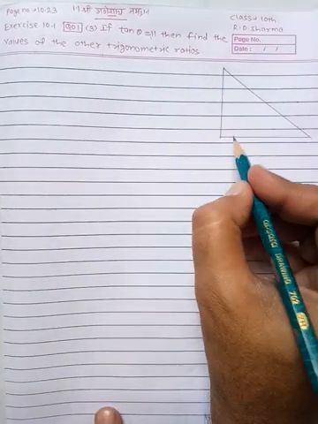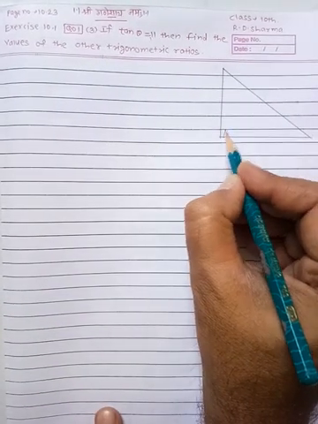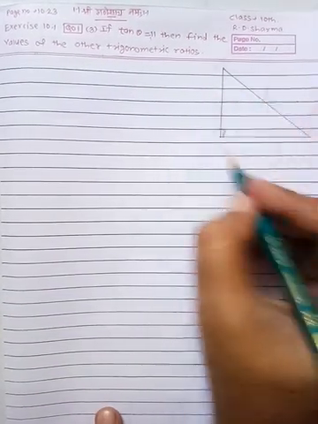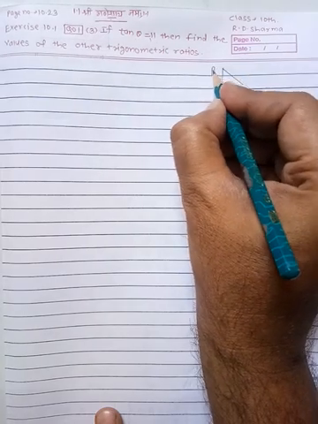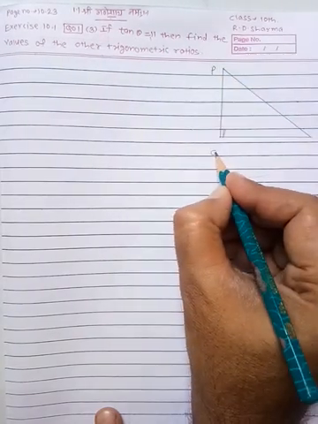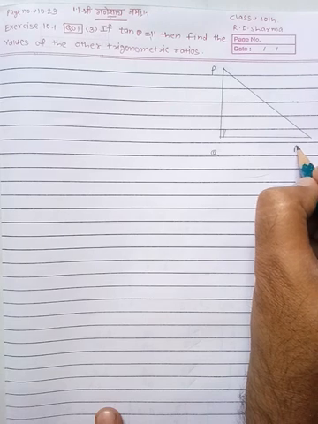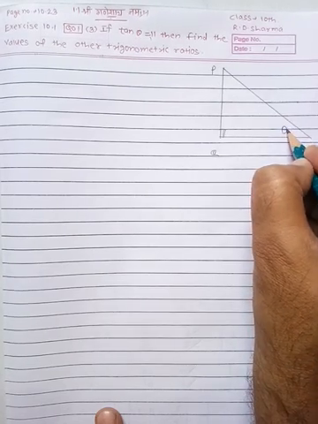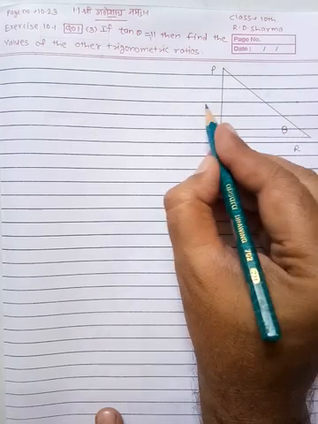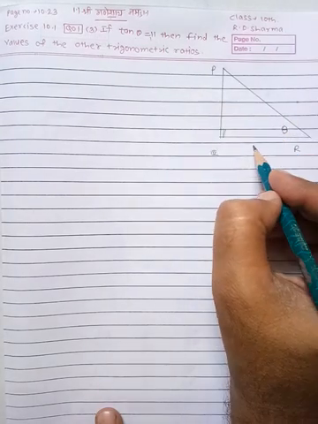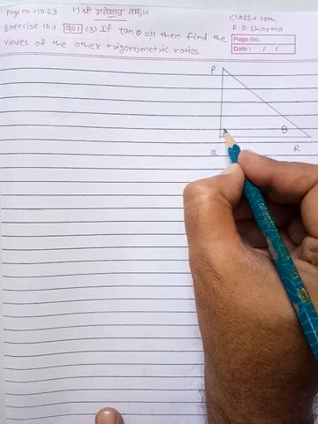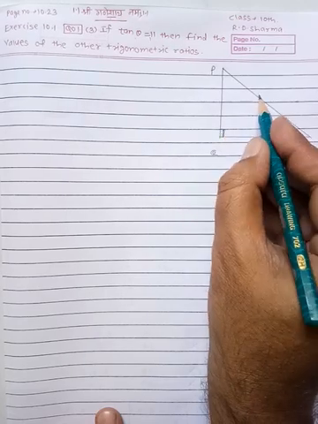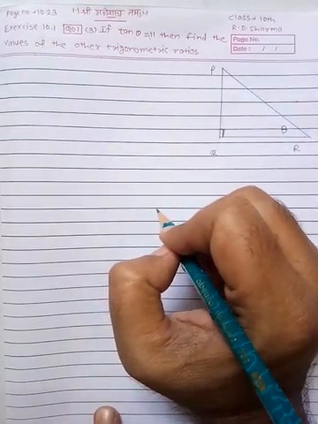Suppose in this right angle triangle, this one is 90 degrees, and the name of this triangle is suppose triangle PQR. Let angle R be theta. Then PQ is the opposite side of theta, QR is the adjacent side of theta, and the side opposite to this 90 degree is PR, which is the hypotenuse.